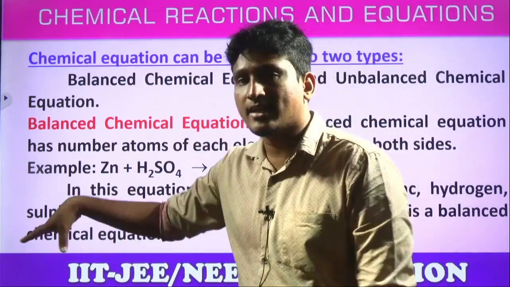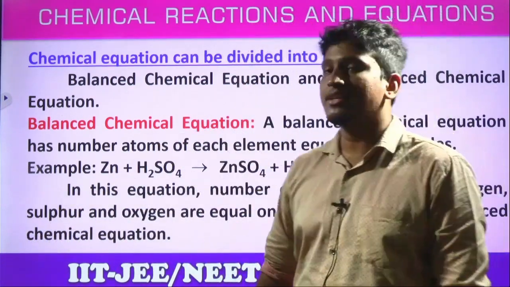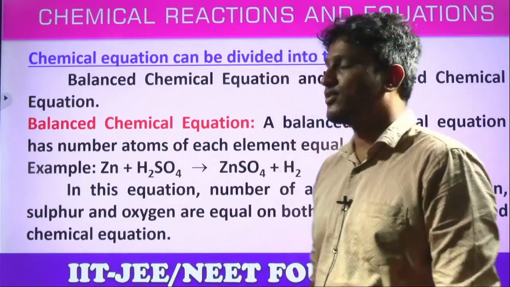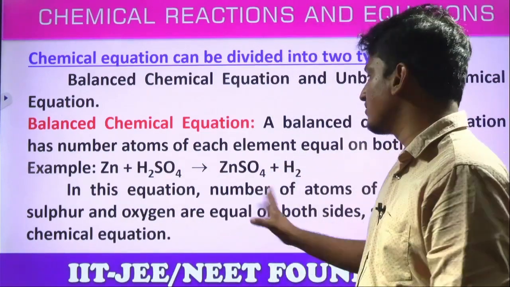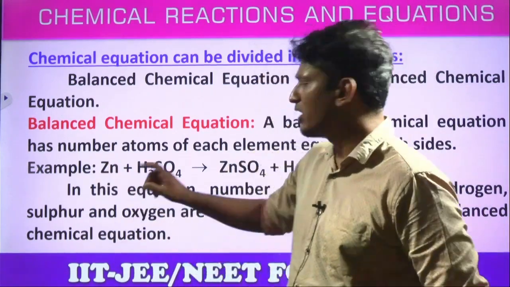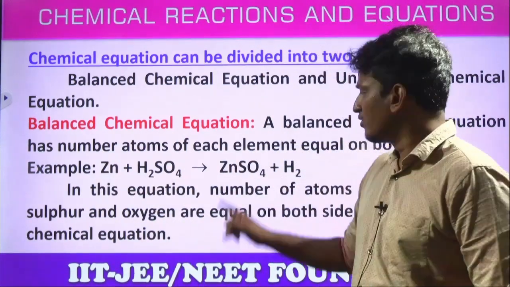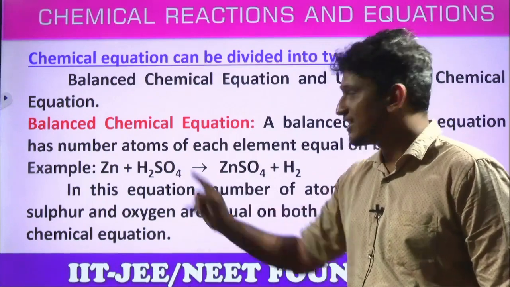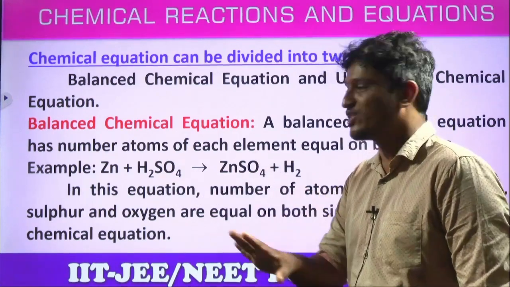Both sides means reactant side and product side. Look at one reaction given here: Zn plus H2SO4, zinc plus sulfuric acid gives rise to zinc sulfate plus hydrogen gas. How many zinc here? Only one. Look at the product side. Only one. Both are same. So zinc is here, zinc is no. Yes sir, you already know that.